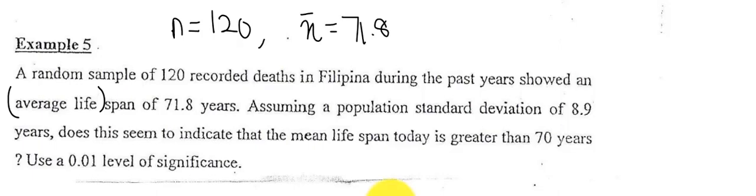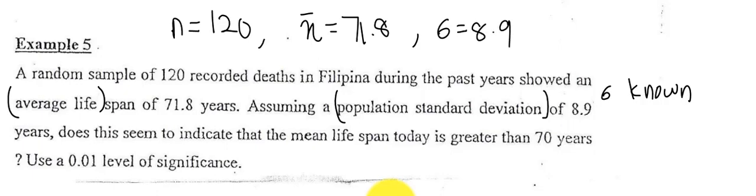71.8. We also have the population standard deviation, so the standard deviation of the population is known. Our standard deviation of the population is 8.9. The question asks, does this seem to indicate that the mean lifespan today is greater than 70? Yes. That means this is our H1, mu greater than 70.